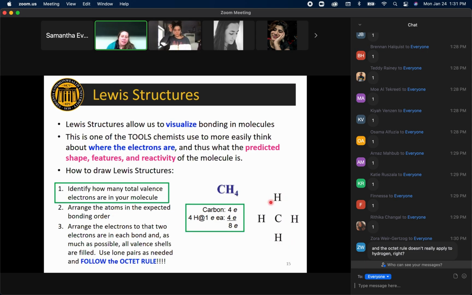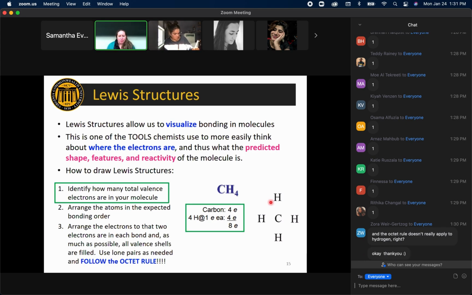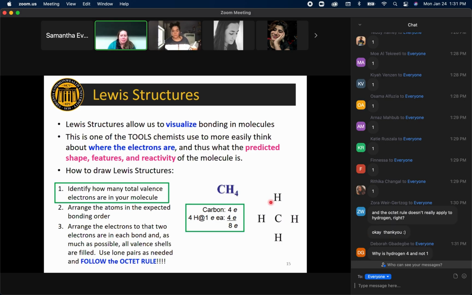Someone has noted in the chat that the octet rule doesn't apply to hydrogen. Technically, the octet rule does not apply to hydrogen, but the fundamental concept behind the octet rule, that all of the atoms are trying to get a full valence shell or an empty valence shell, applies to hydrogen still. So hydrogen is aiming for 2, but the duet rule just doesn't sound very good. So we only really use octet rule, but with hydrogen, you just have to remember or know that hydrogen is aiming for 2.